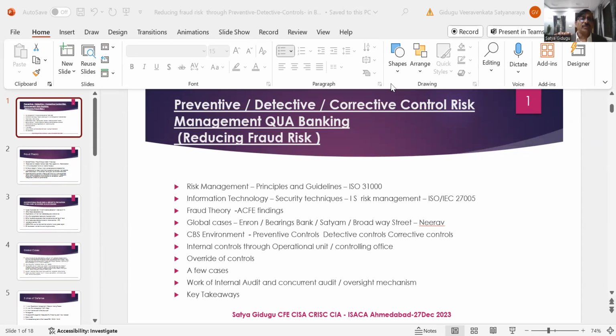So today's topic is preventive, detective and corrective controls in a core banking environment, in the banking industry. For understanding risk management, one of the best documents available is the risk management principles and guidelines, ISO 31000. I won't go elaborately into the ISO 31000 document. It's a 20-30 page precise document prepared by the International Organization for Standardization.